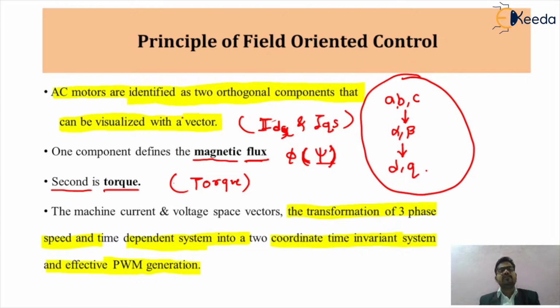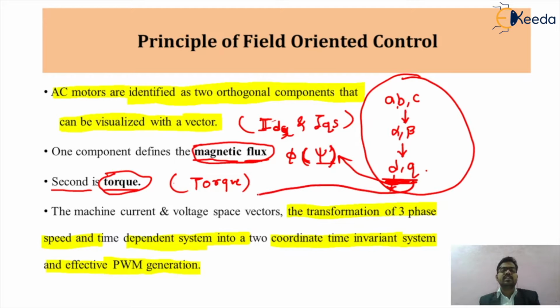Okay, so from the principle of field oriented control, we are getting only two orthogonal components. The first component will be magnetic flux, that is psi, or we call it phi, and the second component will be torque. So in the dq frame, the d axis component obviously will give you the value of your flux, and the q axis component obviously will provide you the value of your torque. So this is the very basic principle of your field oriented control.